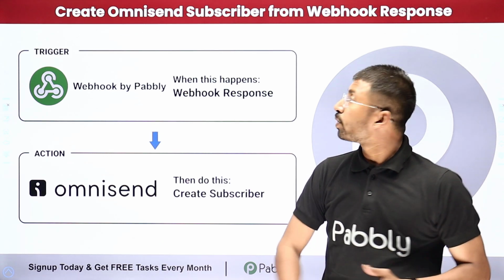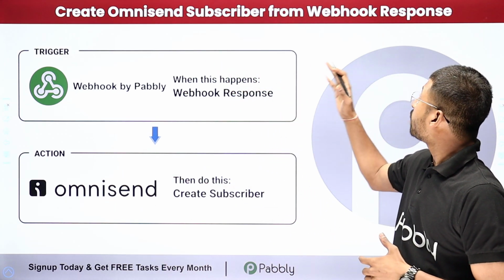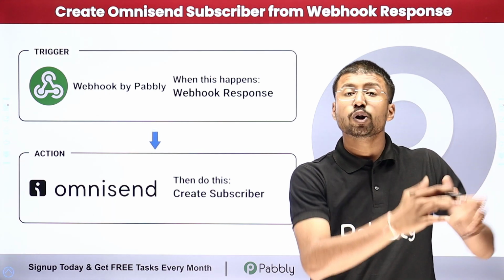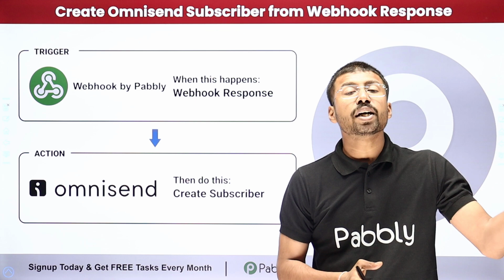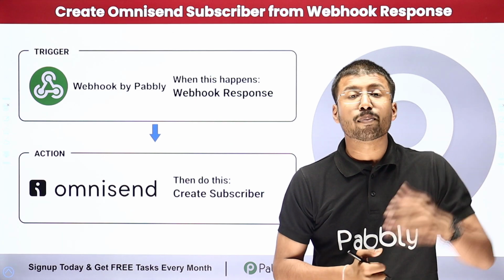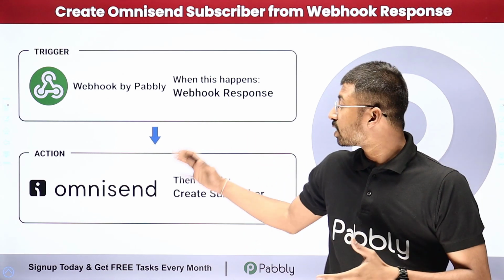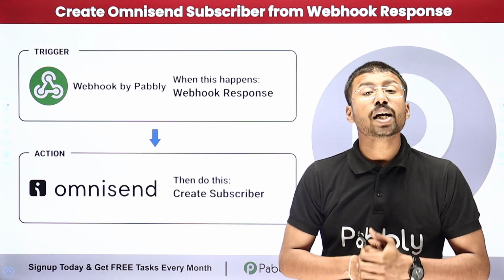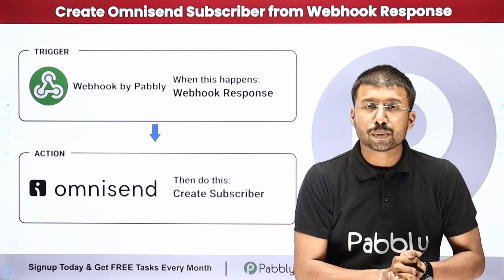So in this video, we are going to learn how to create an Omnisend subscriber from a webhook response. Let's say you're using some application which supports webhook, and whenever you get a response from that webhook URL from that application, you want to send the same details to Omnisend and create a subscriber over there. So let me tell you, with the help of Pabbly Connect, you can completely automate this process.